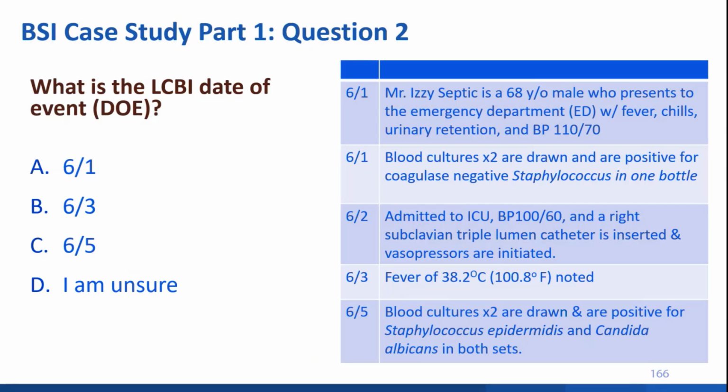Okay, what is the LCBI date of event? A, 6-1, B, 6-3, C, 6-5, or D, I am not sure. Again, the case study is going to stay there to the right. And remember, put your answers in the chat. Mary, we're seeing kind of a mix here, but mostly A's. But we're seeing some B's and C's thrown in there as well. Okay, let's talk about it.